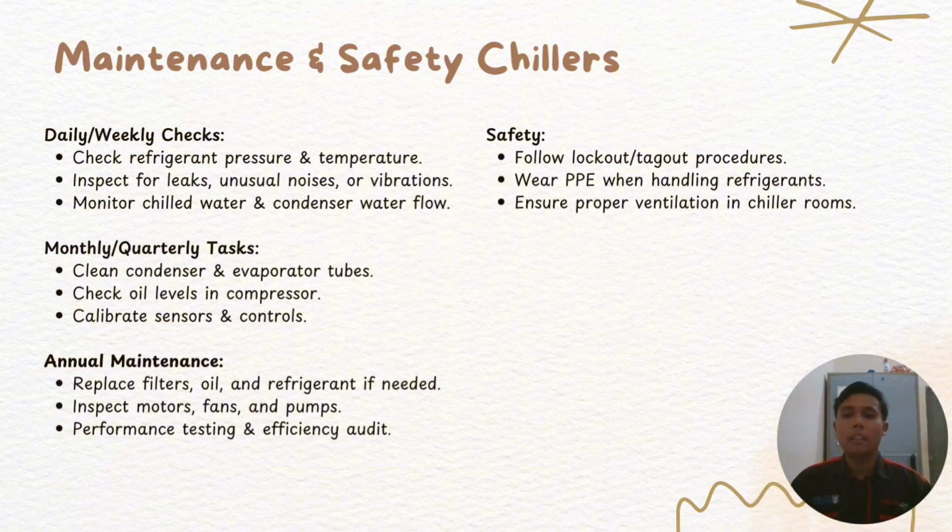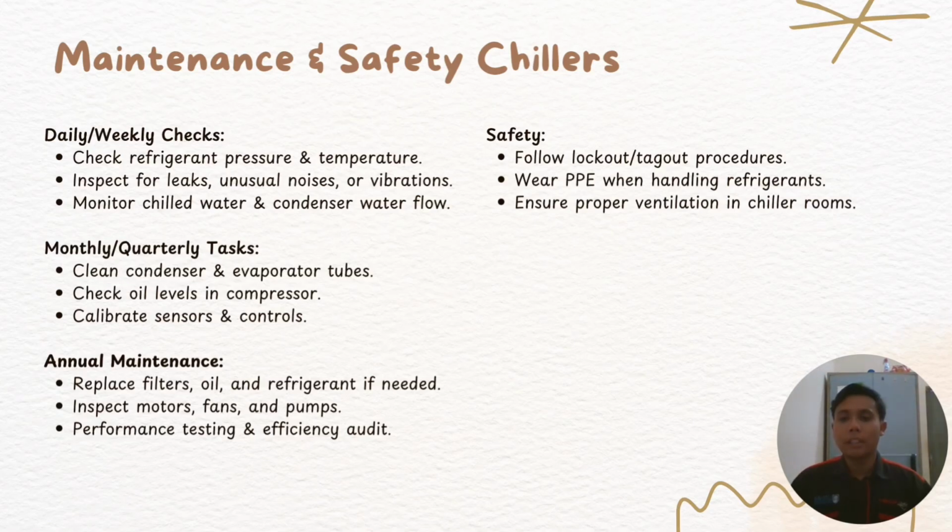For the maintenance and safety of the chiller, first are the daily and weekly checks. Check refrigerant pressure and temperature. Inspect for leaks and unusual noise or vibration. Monitor chiller water and condenser water flow. For monthly and quarterly maintenance tasks, first clean the condenser and evaporator tubes. Check the oil level in the compressor and calibrate sensors and controls.